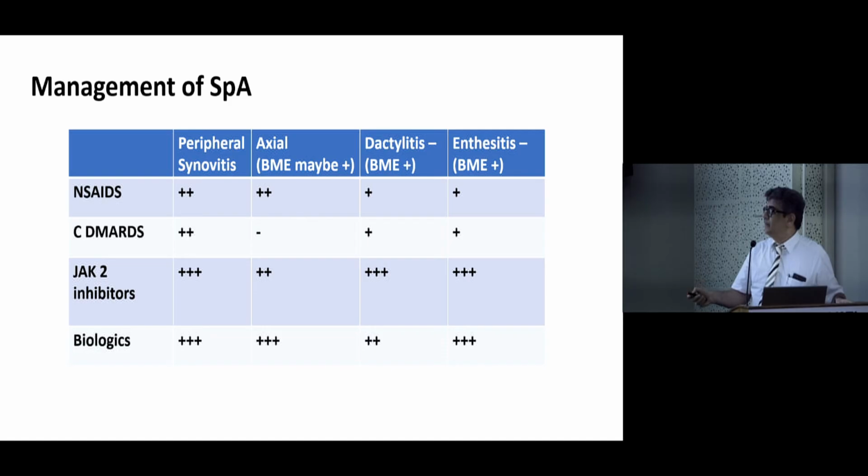JAK inhibitors and biologics have come as a big boon for spondylo, much more than rheumatoid. I would stick my neck out and say that the bang for the buck is much more in spondylos. And as you can see, they take care of peripheral synovitis, the axial part, the dactylitis and enthesitis. So do biologics. So both these are there.